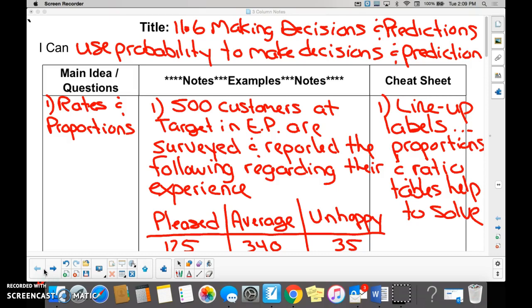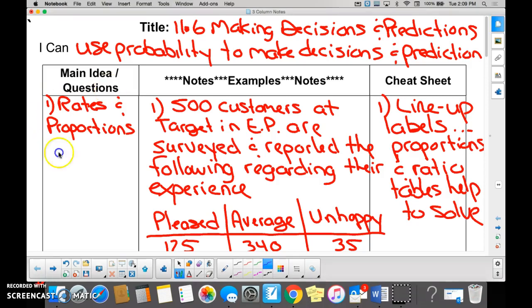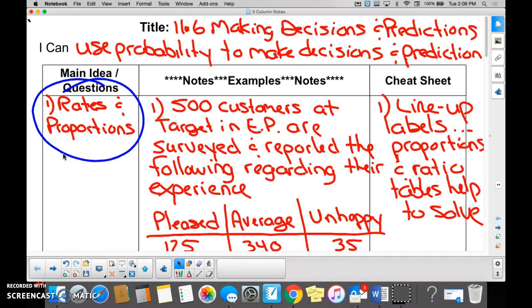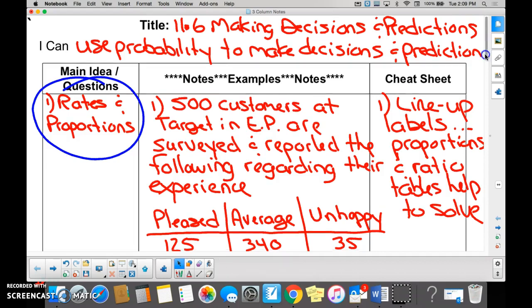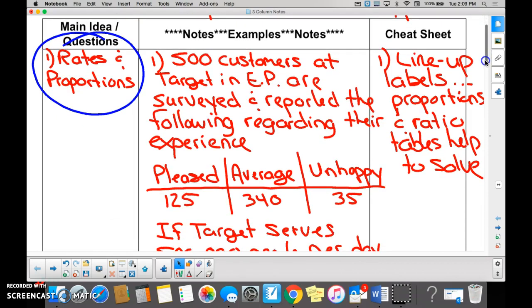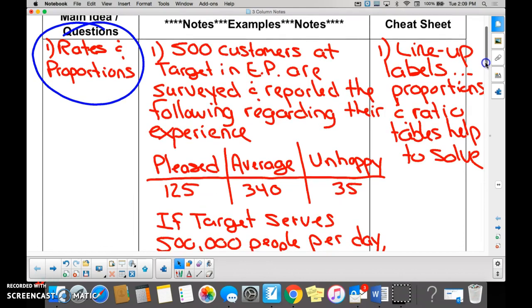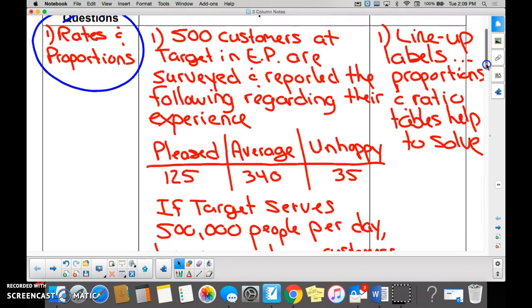I told you long ago that chapter 4, when we did rates and proportions, would be the most important part of the 6th grade year. Rates and proportions now have come back in our probability unit. This is the last lesson we're going to do in probability, and we use rates and proportions to help us with probability. You understand what I'm saying? They're very, very helpful and beneficial.